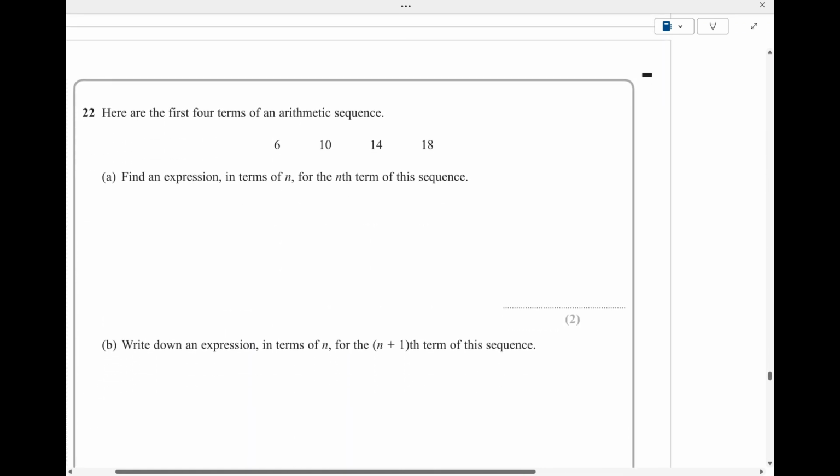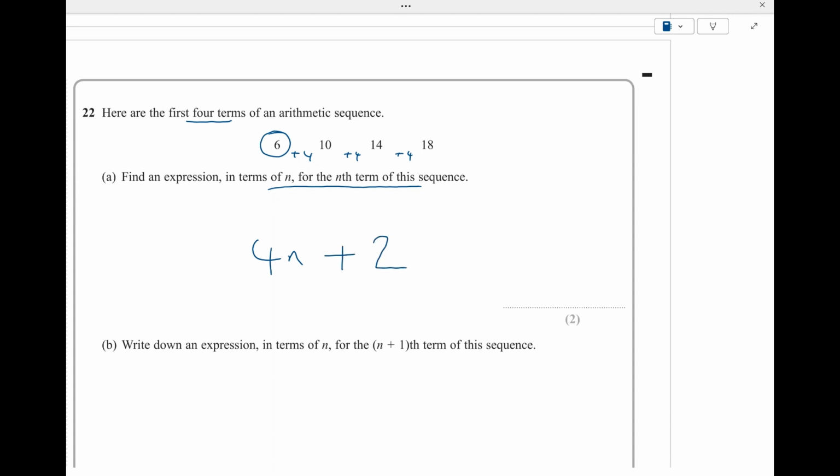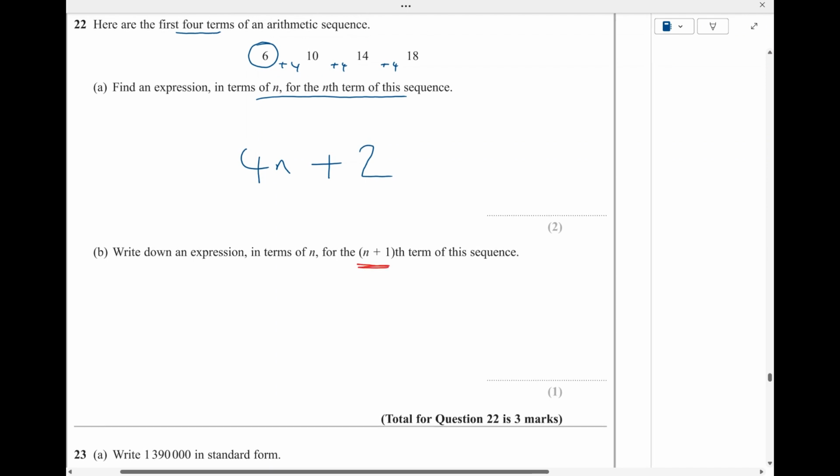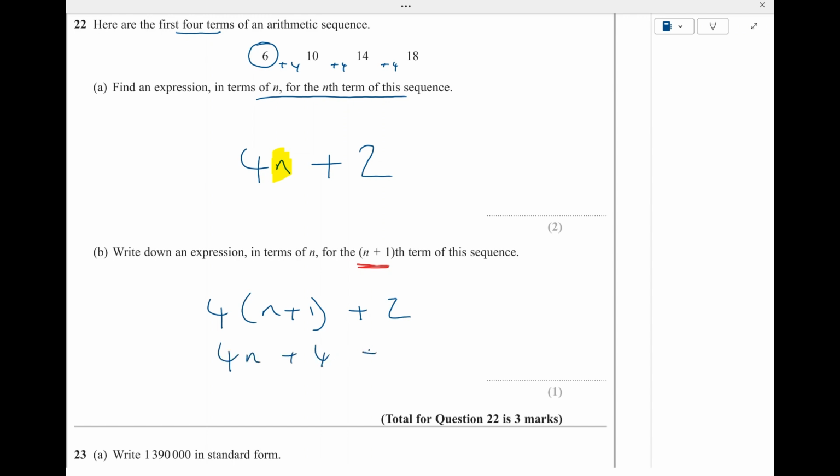22. Here are the first 4 terms of an arithmetic sequence, and I can see it goes up by 4 each time. Find the expression of the nth term. Right, it goes up in 4s. The first term isn't 4, it's 6, so it must be 4n plus 2. Write down an expression in terms of n for the n plus 1th term. Well, if the nth term is 4 times n plus 2, then the n plus 1th term is 4 times n plus 1, plus 2. Then you can multiply that out to give me 4n plus 6.